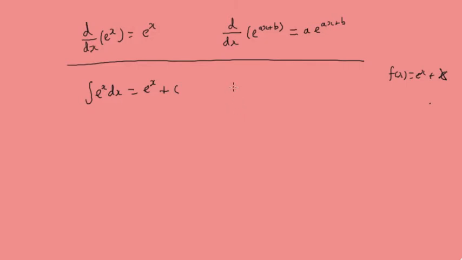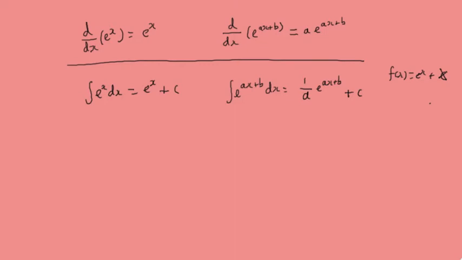The integral of e to the ax plus b dx is going to be the opposite of this, so 1 over a, e to the ax plus b, and then again our constant of integration.